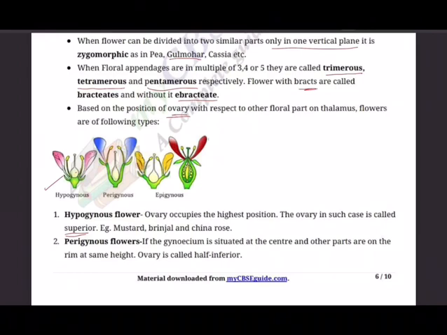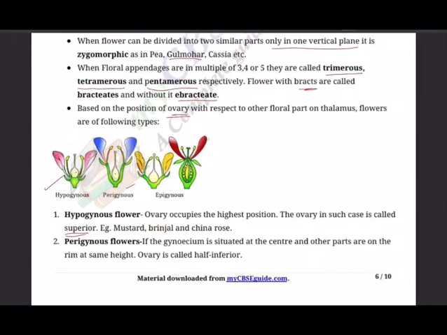And then we go to perigynous. If the gynoecium is situated at the center and other parts are on the same height, ovary is called half inferior. Then it is perigynous. You can see here perigynous one.